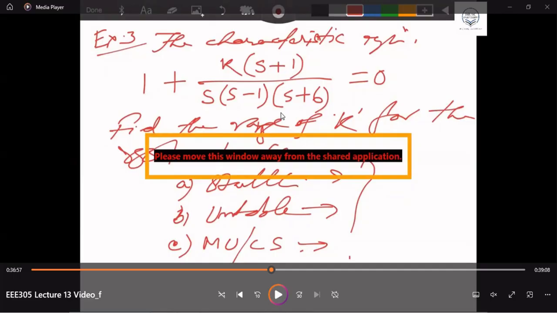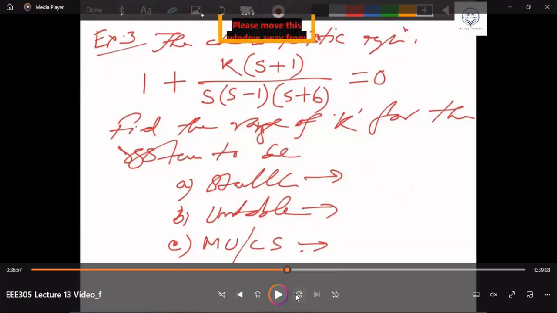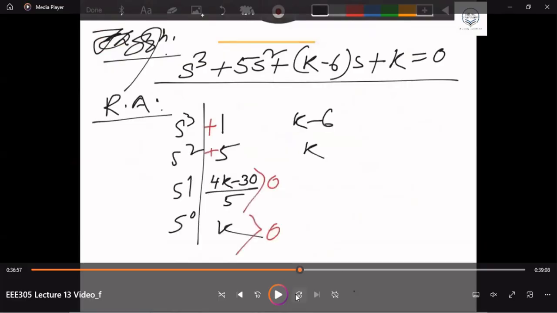Sir, I've done it. What is the answer? Who is that? Samuel Islam. Samuel, what is the answer? Tell me first. K is greater than 0 and K is less than 5.25. Marginal K, K equal to 5.25. Okay. Anyone else got any other result? Is it the thing you got? Yes, sir. Okay.